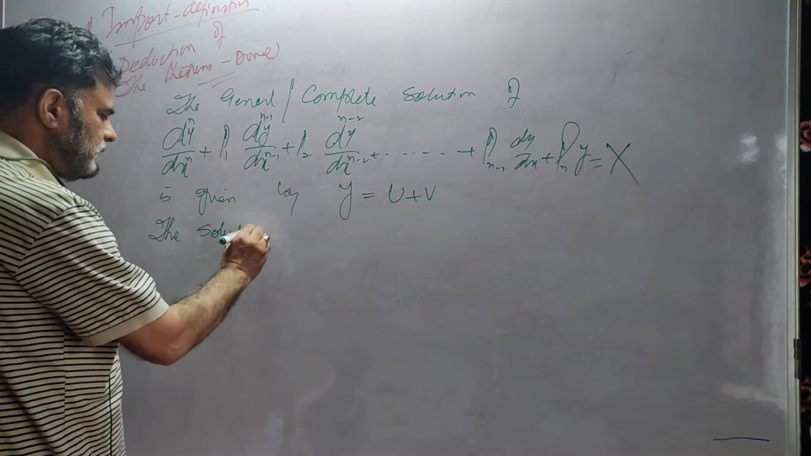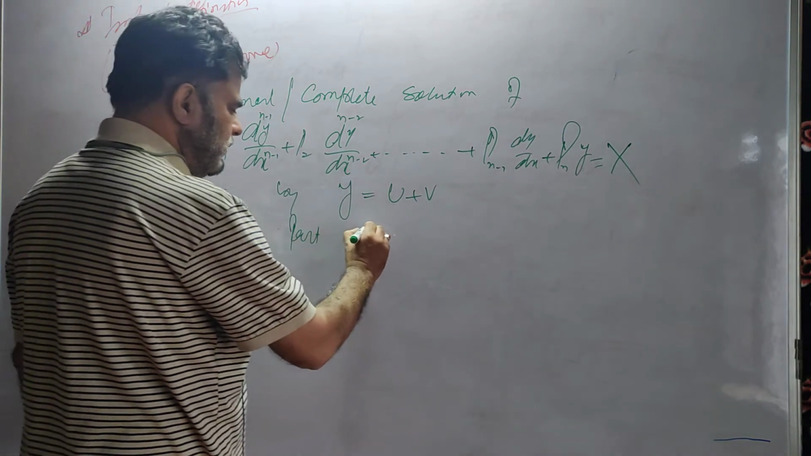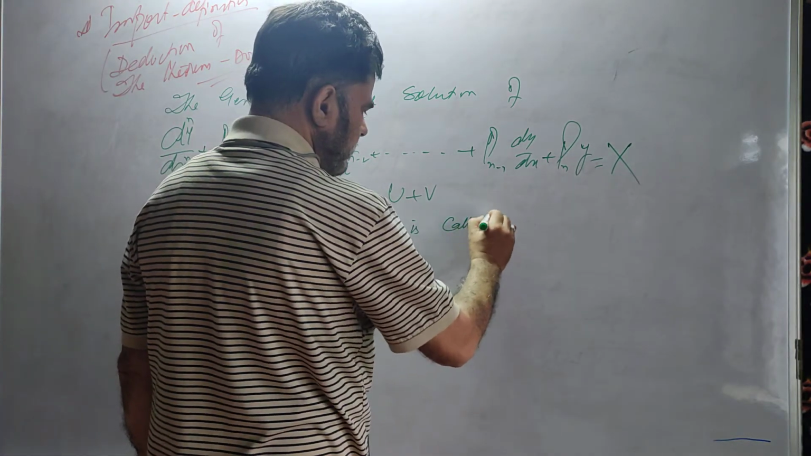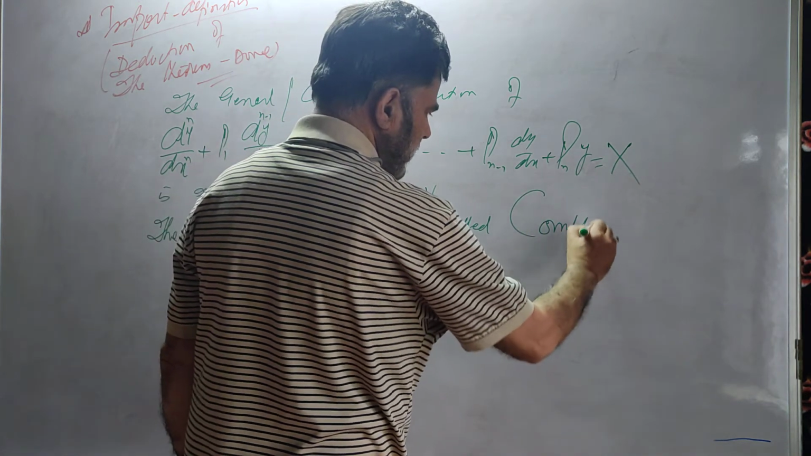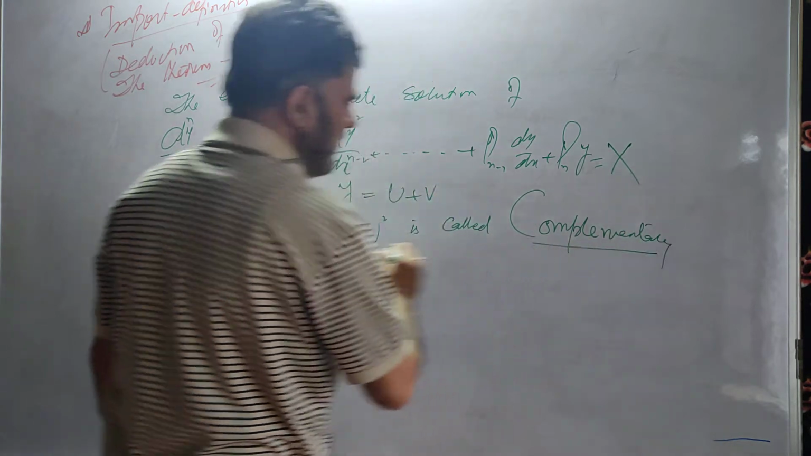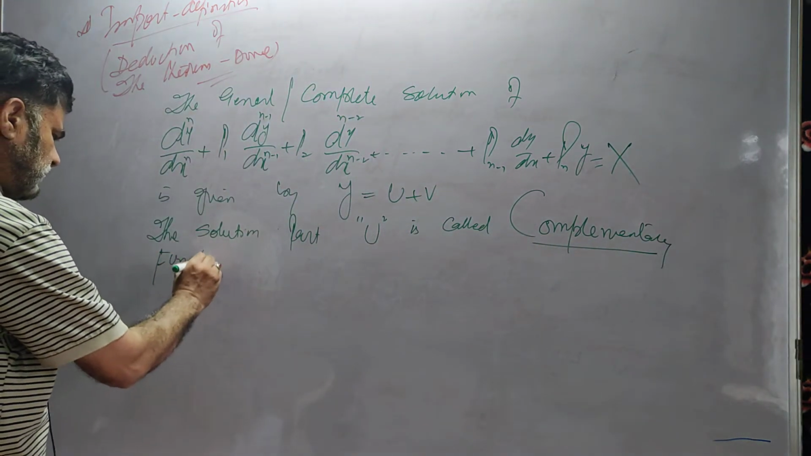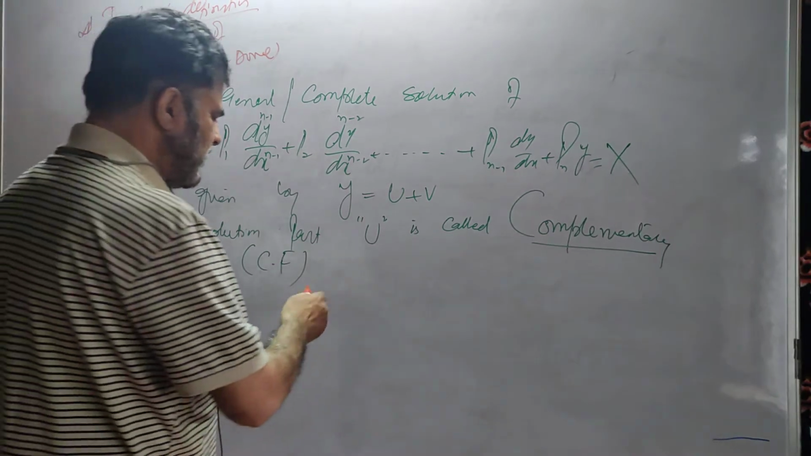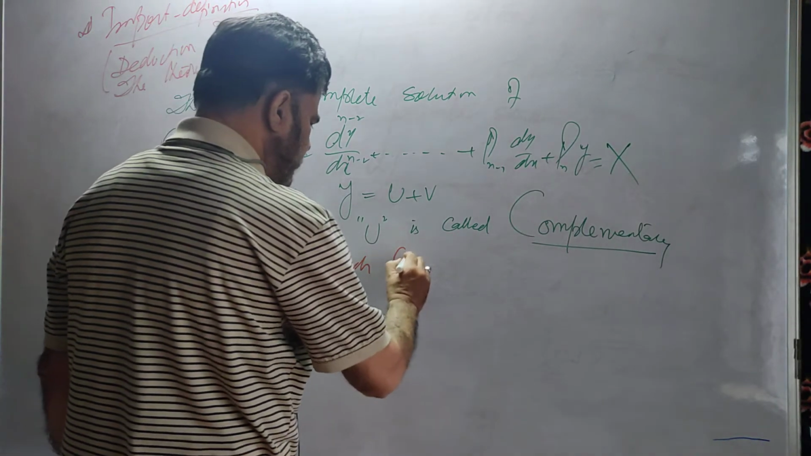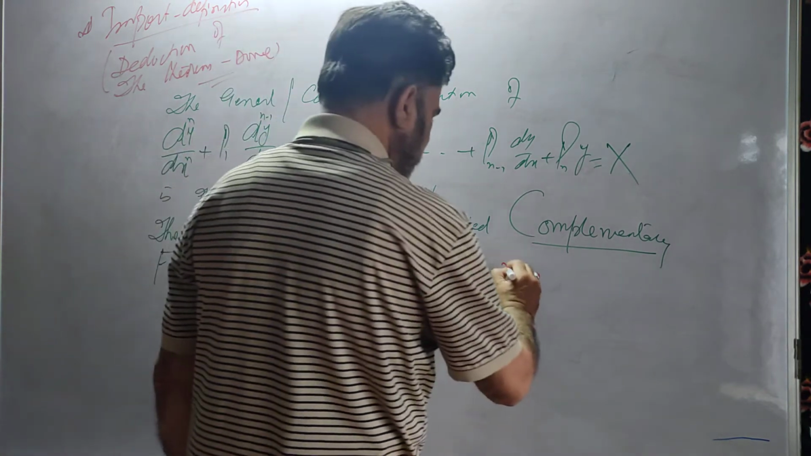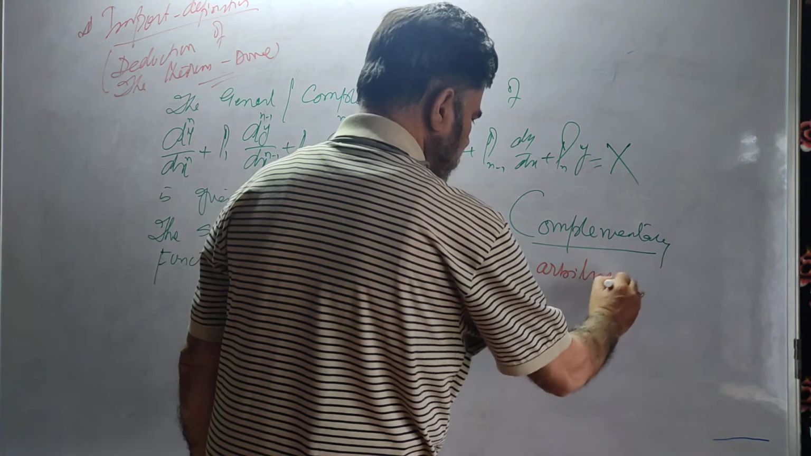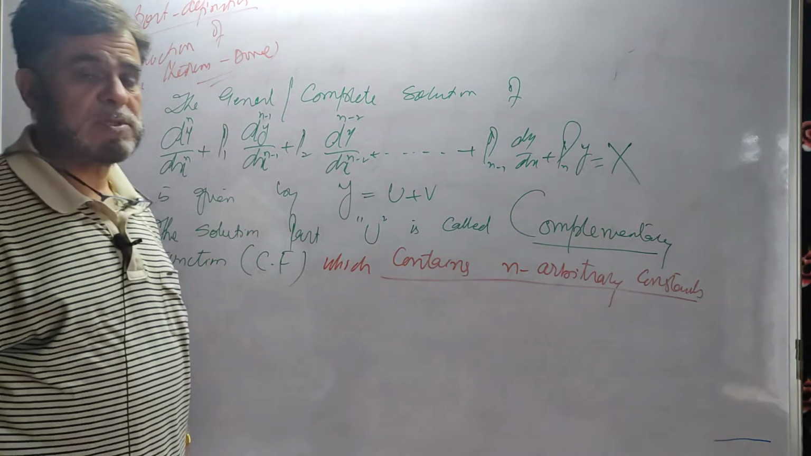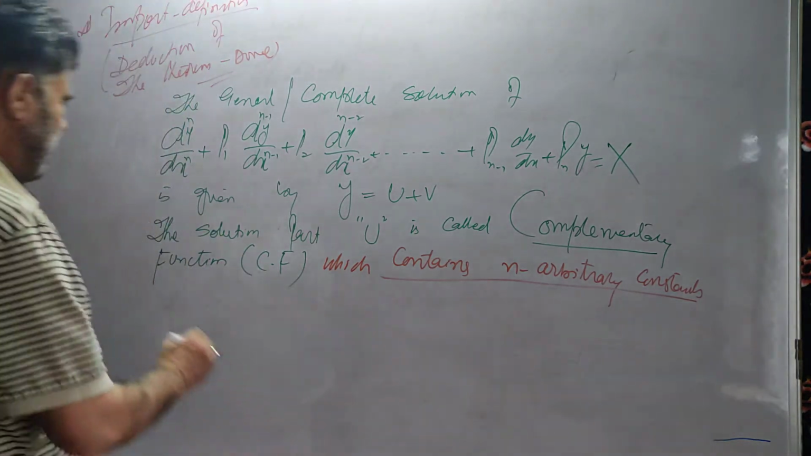The solution part u is called complementary function, usually denoted by CF. This part actually contains n arbitrary constants, or we may say n independent constants. Remember this also.